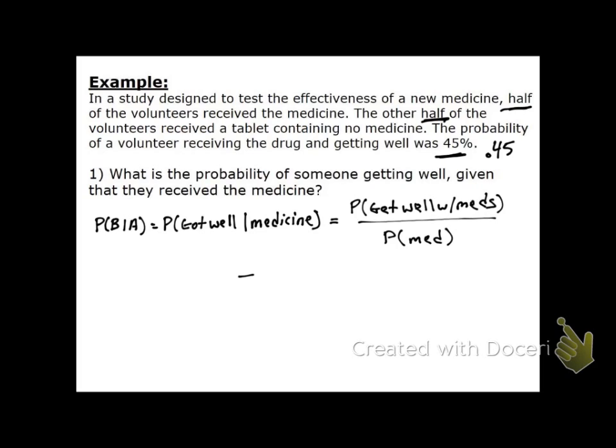So the probability of someone receiving the medication and getting well is 45%, or 0.45, and then the probability that someone received the medication is 50% because half the group received the medication, so 0.5. And so when we take 0.45 divided by 0.5, we get 0.9, or in this case, 90%.